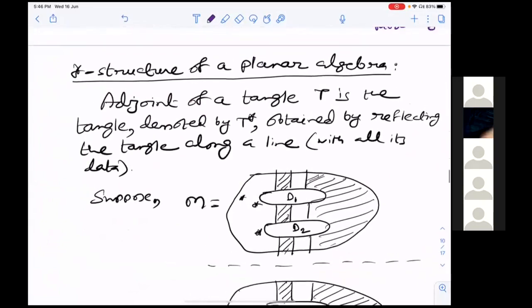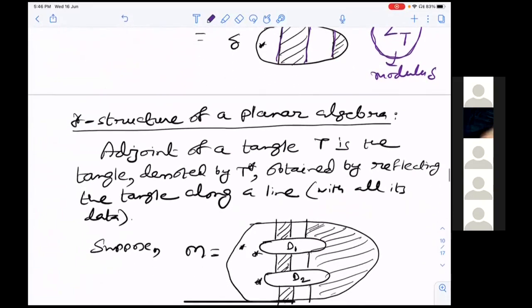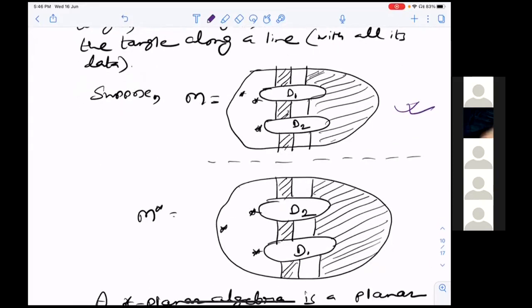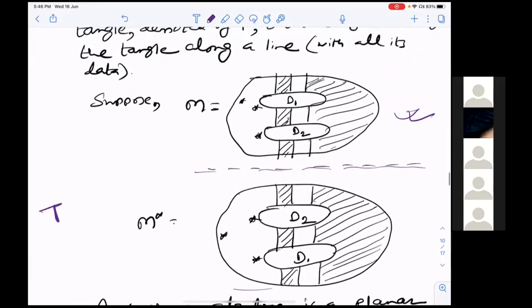Okay. Now, because we are in a star algebra world, we should define a star structure on a planar algebra. For that, we'll define an adjoint of a tangle. Given any tangle, we just reflect it along a horizontal line. You can do it along a vertical line also. For example, suppose this is my tangle T. Reflect this tangle and all the data will get reflected along this line, and we get a new tangle T star. That is the definition of the adjoint of a tangle. So for each T, we have a definition of T star.